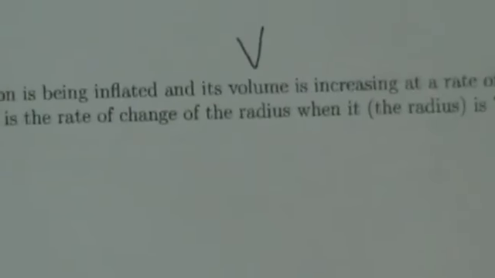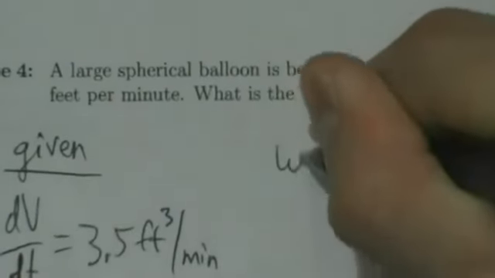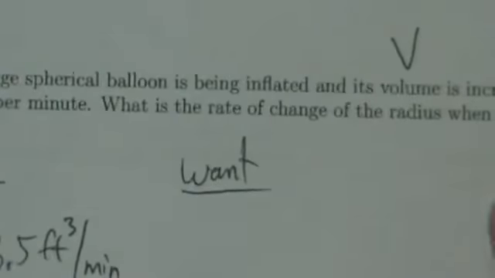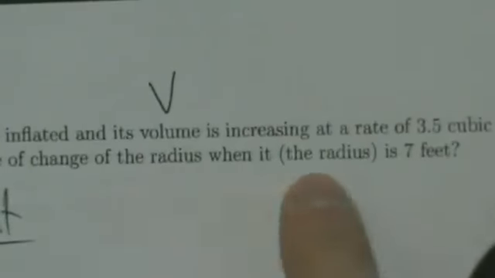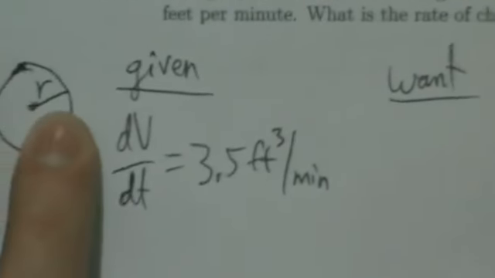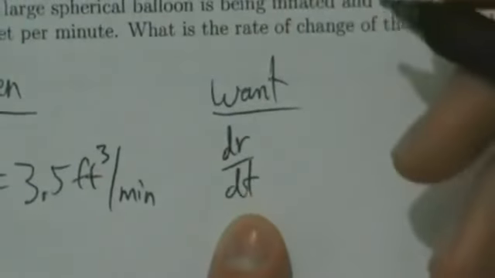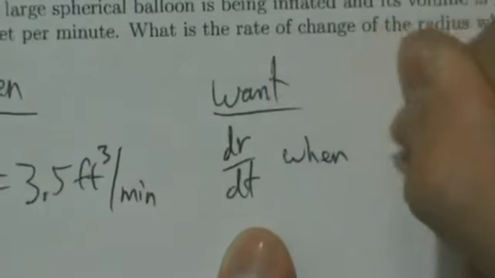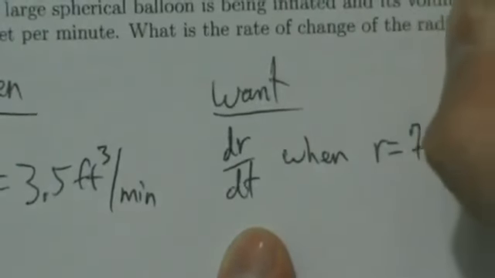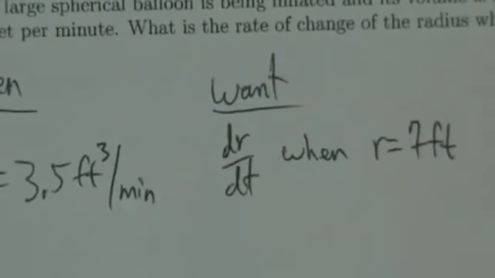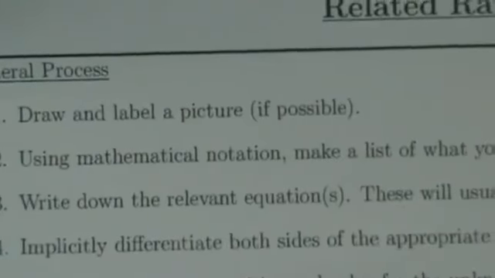We're not really given much else, and what do we want? We want to know the rate of change of the radius when the radius is 7 feet. Little r is representing the radius, so we want the rate of change of the radius, which is dr/dt, when r is 7 feet. Alright, so that's it for step 2: using mathematical notation, make a list of what you are given and what you want to know. Now we go to step 3.